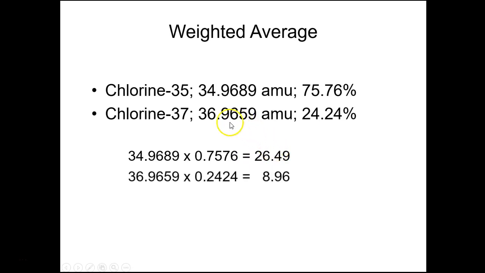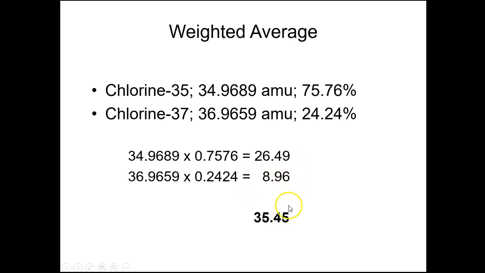If I take chlorine-37 and multiply its mass by its natural abundance, I get 8.96. It's actually 8.961, but that's going to drop off when we add these together. When I add those two numbers together, I get 35.45, which is the atomic weight of chlorine that's given on the periodic table.